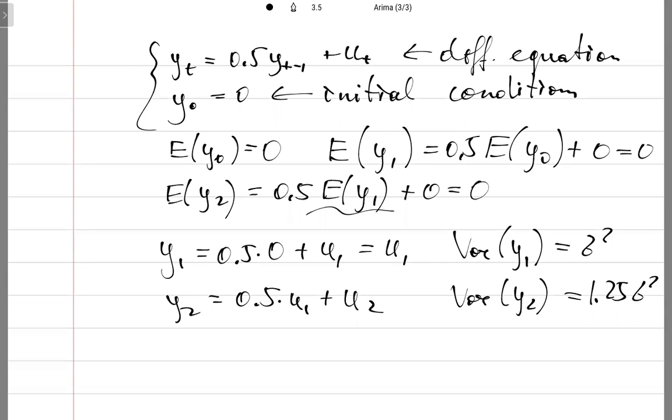It seems like not. Because it should be the same. Yeah, you're right. It's non-stationary, not stationary.